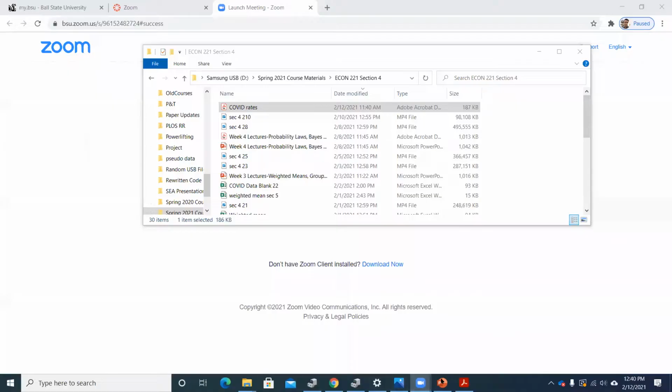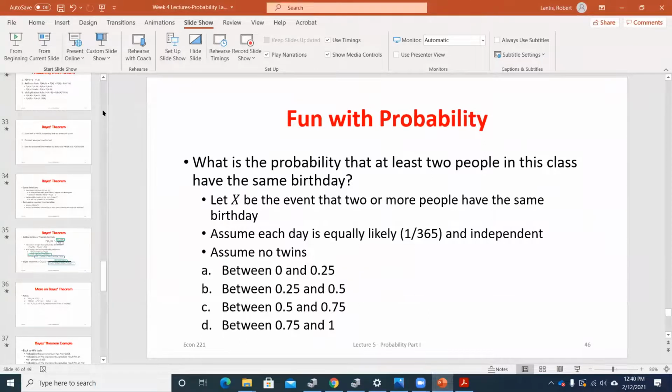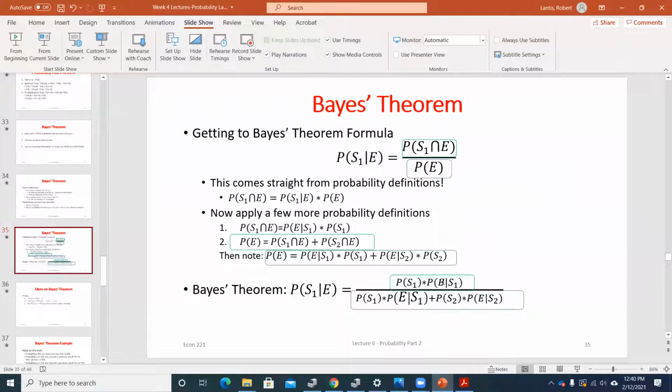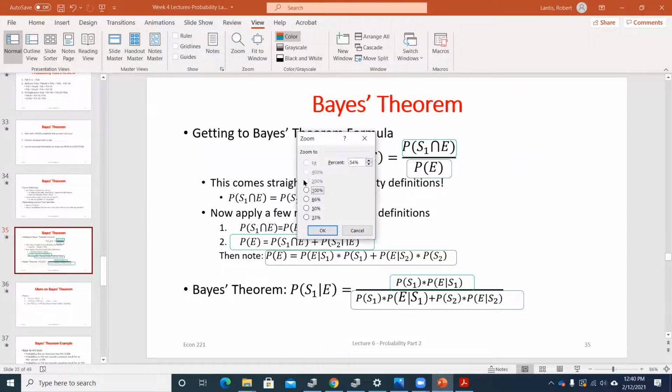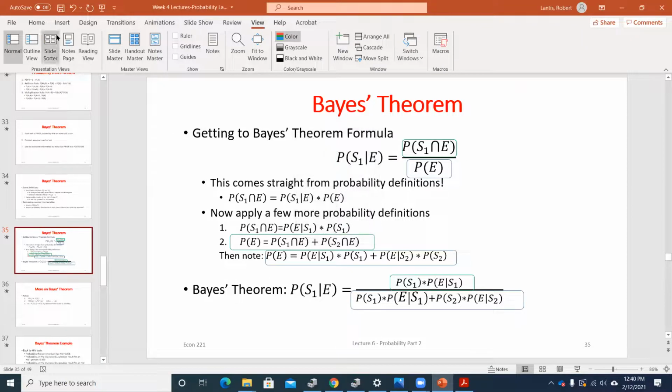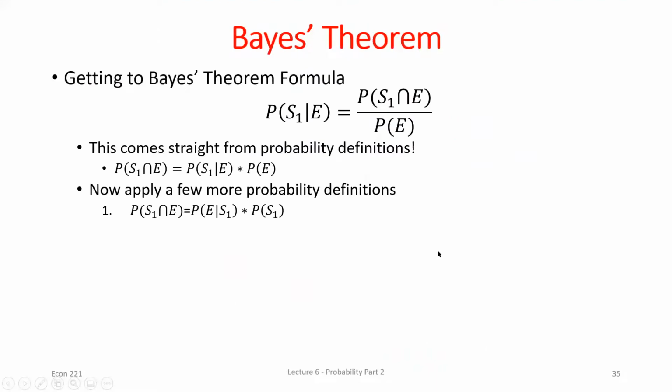We'll go back there real quick just as a reminder. Where was it? Right here. And just start plugging in my S1 and my E. Okay? So let's go. I did not like this because it wants me to go to slideshow first. All right, there we go.